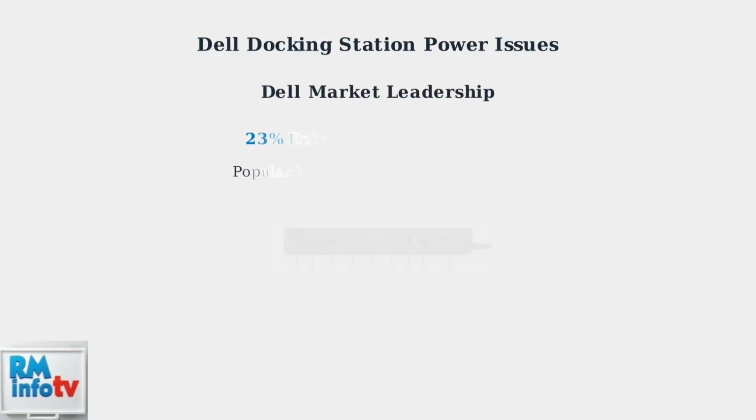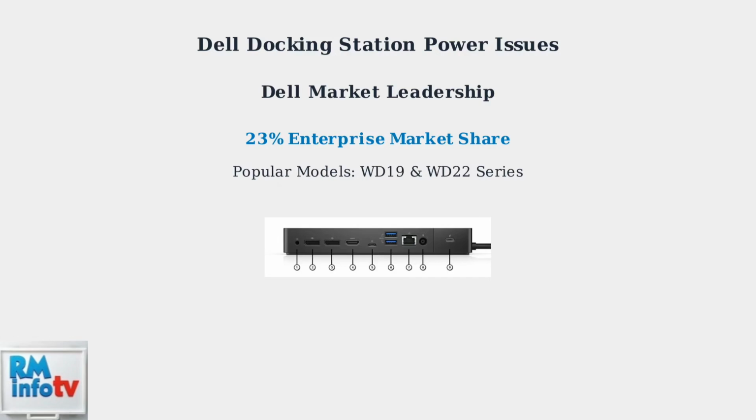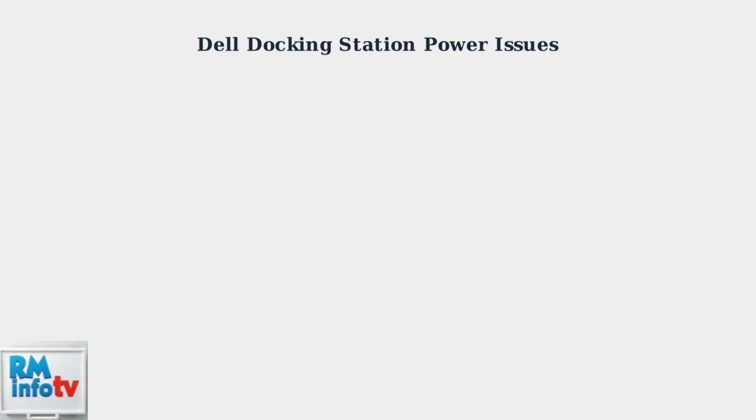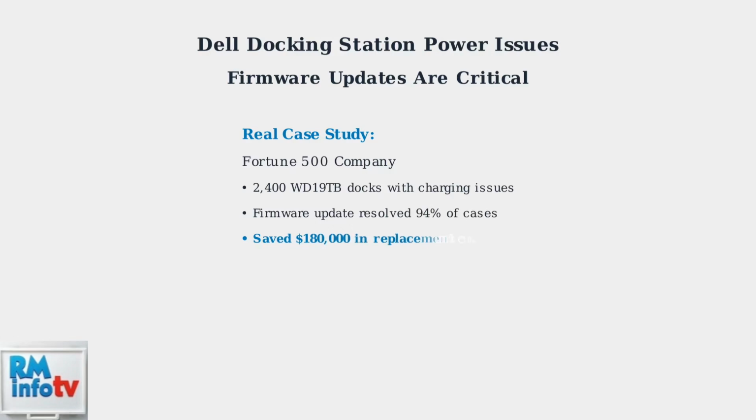Dell holds 23% of the enterprise docking station market as of 2024, with their WD-19 and WD-22 series being the most widely deployed models in corporate environments. Firmware updates are critical for resolving power issues.